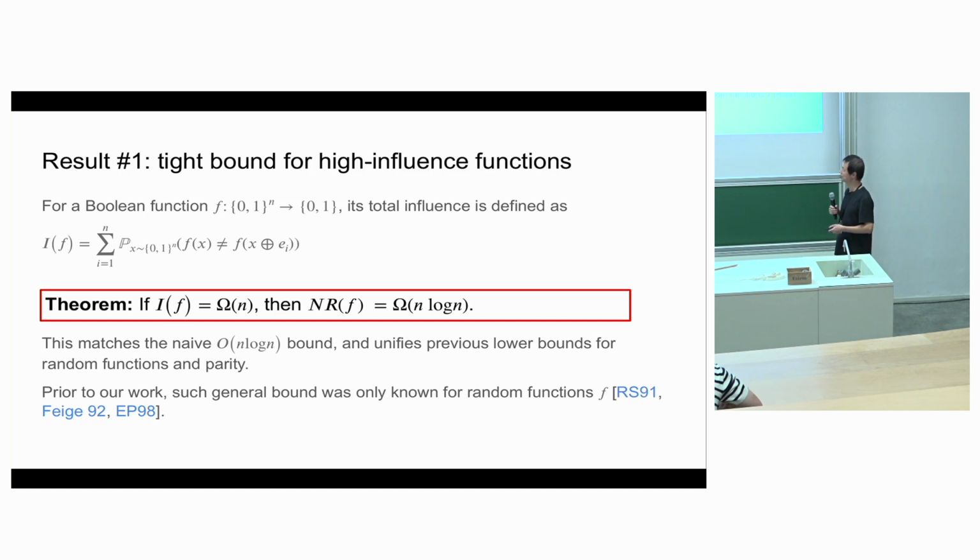So here is our result. Our first main result is we show that if a function has a very large total influence, say if the total influence is omega n, then the noisy query complexity is actually omega n times log n. This basically matches the trivial order of n times log n upper bound. And this also unifies the previous results on parity functions and random functions, because these functions actually have very large total influence. Prior to our work, the only known general bounds was just for random functions.